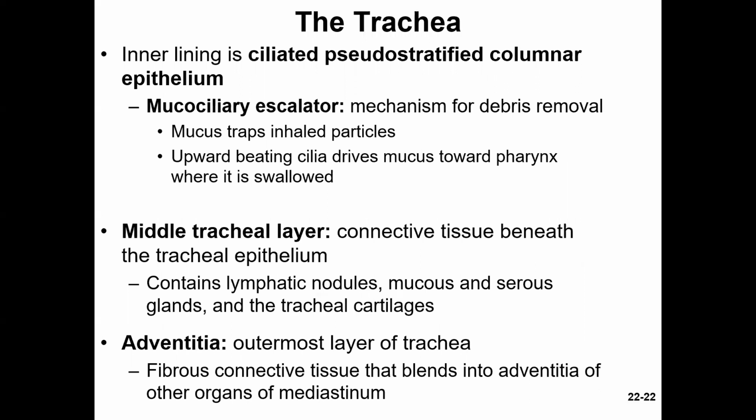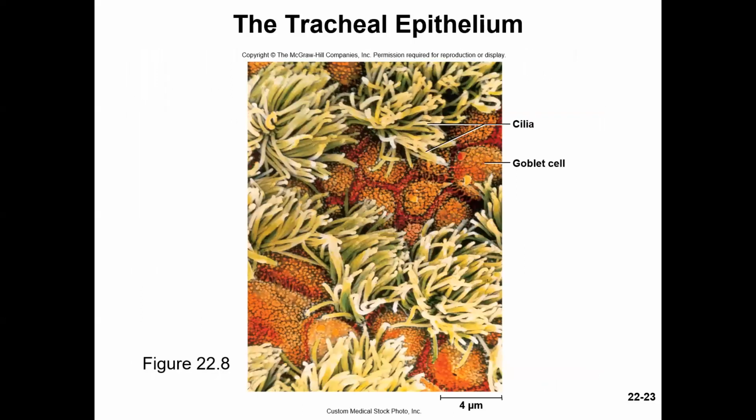The middle tracheal layer is connective tissue beneath the tracheal epithelium. This contains lymphatic nodules, mucus and serous glands, and the tracheal cartilages. The adventitia is the outermost layer of the trachea. It's fibrous connective tissue that blends into the adventitia of other organs of the mediastinum.